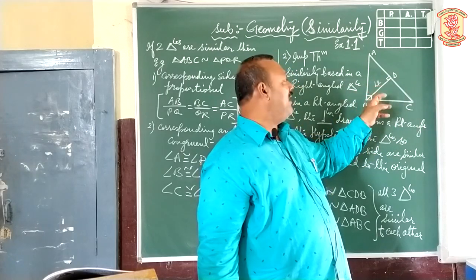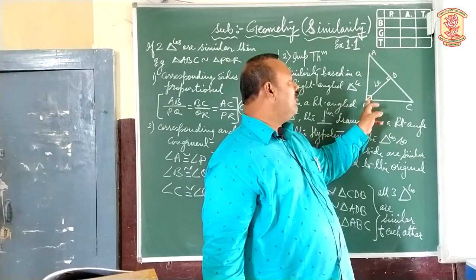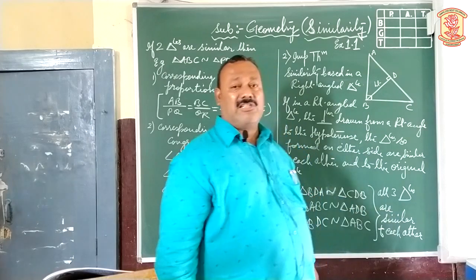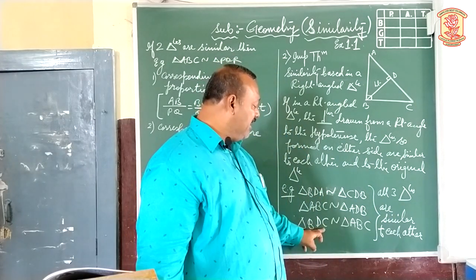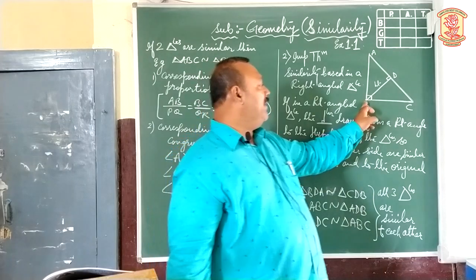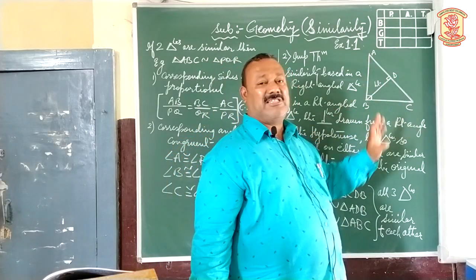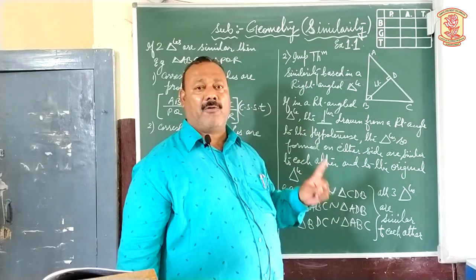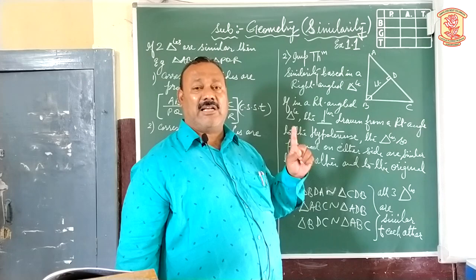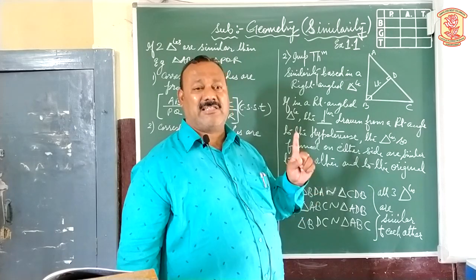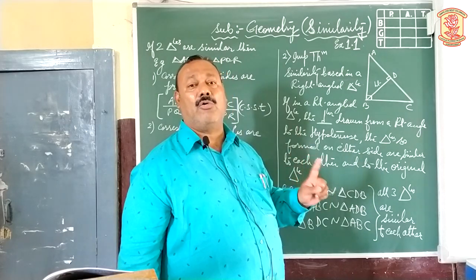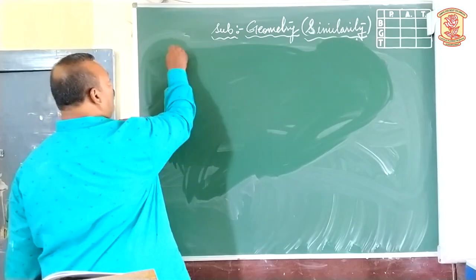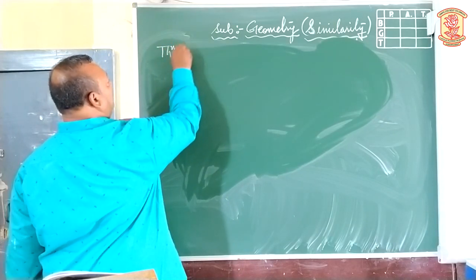In the previous case, we have seen triangle BDA similar to triangle BDC, first and second. Now this first triangle is also similar to the original triangle. In the third case, triangle BDC is similar to triangle ABC. Means we can say that in a right angle triangle, the perpendicular drawn from the right angle to the hypotenuse, the triangles so formed on either side are similar to each other and similar to the original triangle. All three triangles are similar to each other. This is the most important theorem, the last theorem for the chapter Similarity.